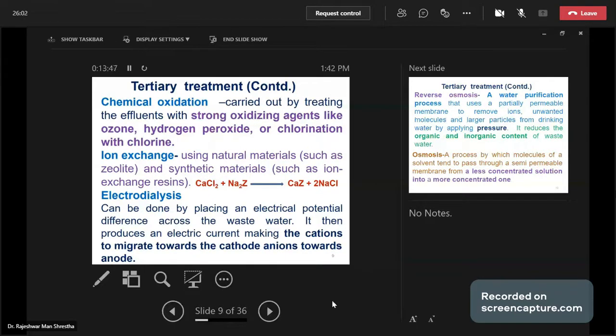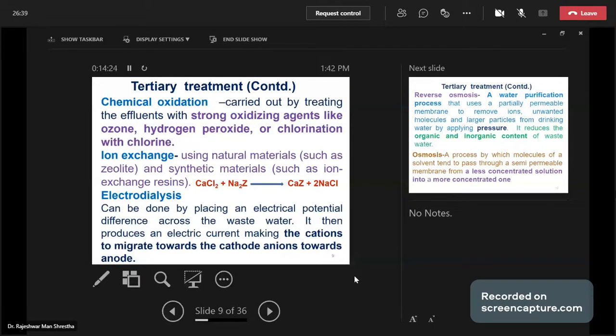The main function of this process is to exchange the harmful ions present in water with the sodium ion of sodium zeolite. Then the ion exchanger contains the sodium ion, and that ion replaces the harmful ion present in the water. For example, the removal of temporary or permanent hardness. The hardness is caused by calcium and magnesium ions, and from that process we can remove iron and soluble ions present in water. And next is electrolysis.